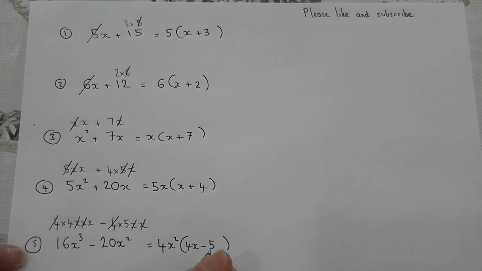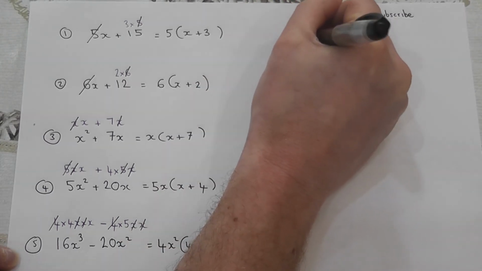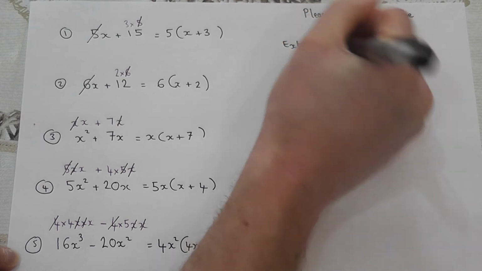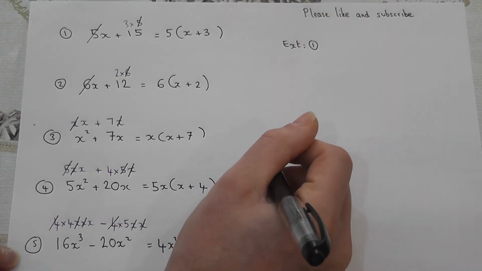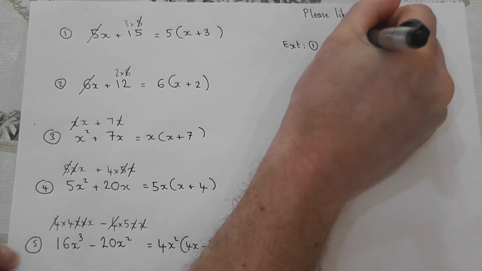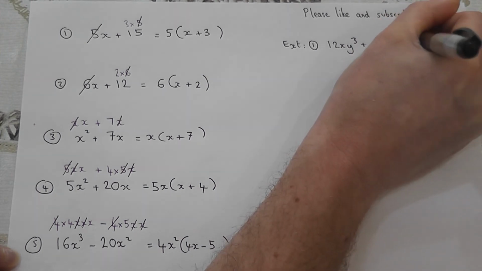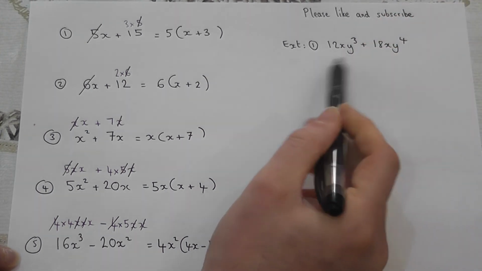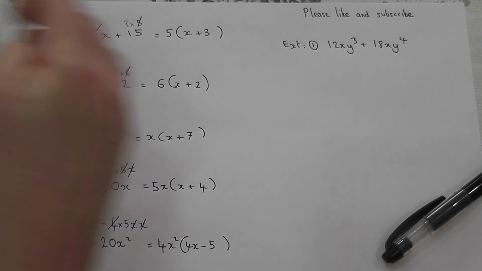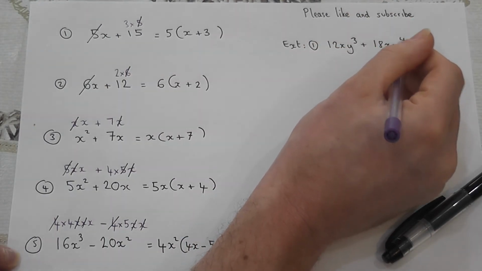I'm going to finish off with two little extension questions, one with more than one variable and then one with a fraction. Okay, so extension 1. Sometimes you have to factorise things with more than one variable in. Okay. Now again, a way to visualise this is as before, is we have 12xy cubed, 18xy to the 4.